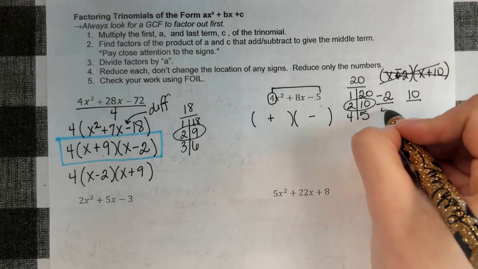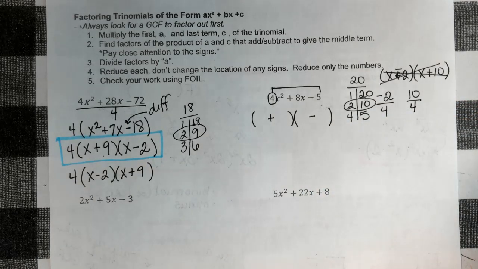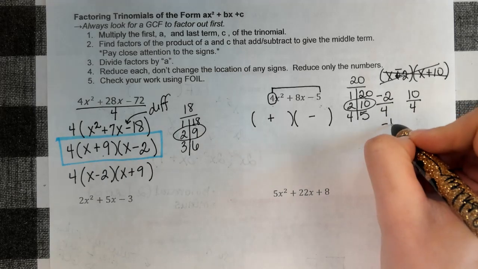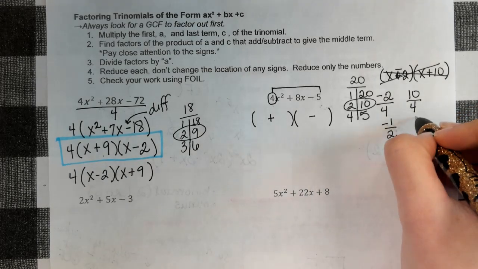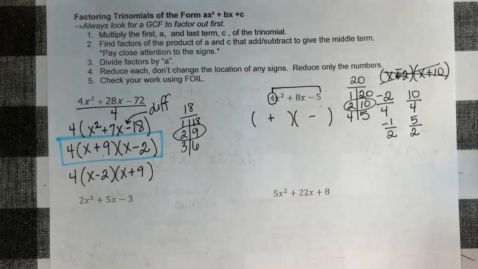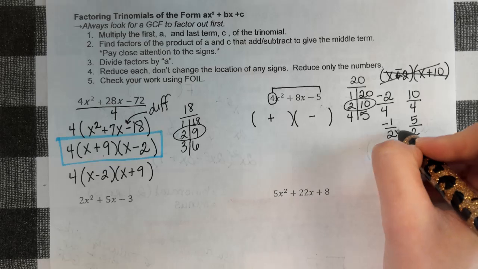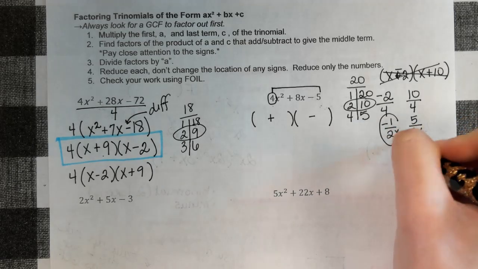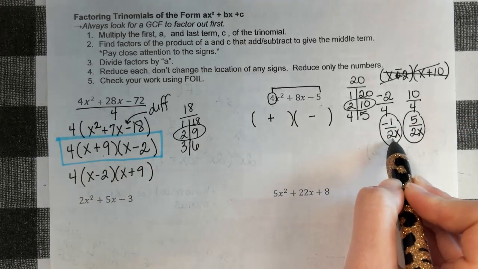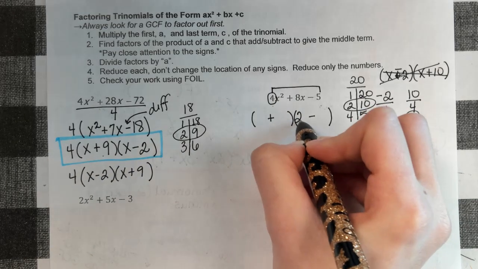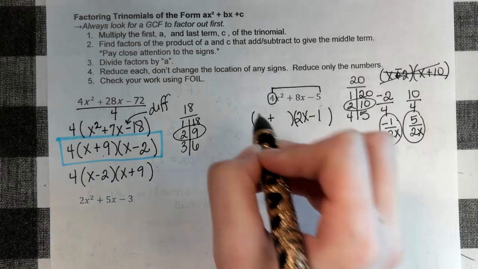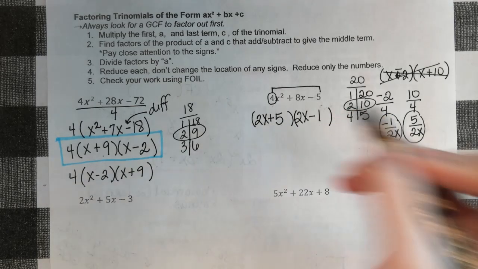Okay, so I'm going to divide each of these by 4. Negative 2 divided by 4 can simplify to what? Negative 1/2. And 10 divided by 4 can simplify to 5/2. Okay, now what does that do for me? Y'all are probably like, what is this? So what this tells you is your denominator is your coefficient of x. So I tack on an x at the bottom, and that tells me, okay, I've got 2x minus 1, and I have 2x plus 5.